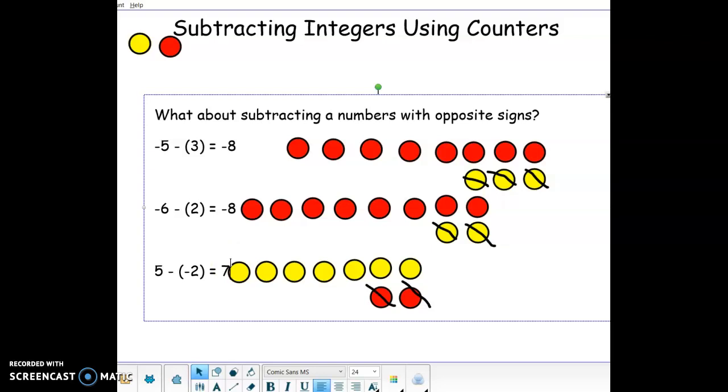Okay, so that's how you're going to subtract integers using counters. Okay, remember, a red one is going to equal positive, a yellow is going to equal negative. Okay, so I'm going to continue on to the next page.